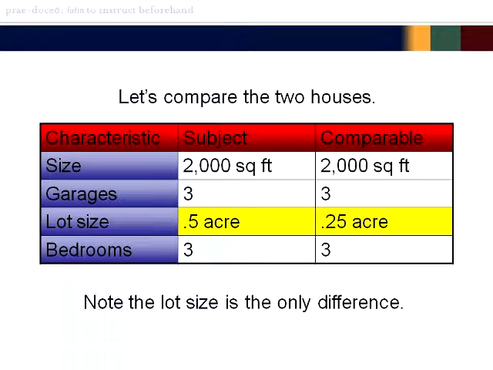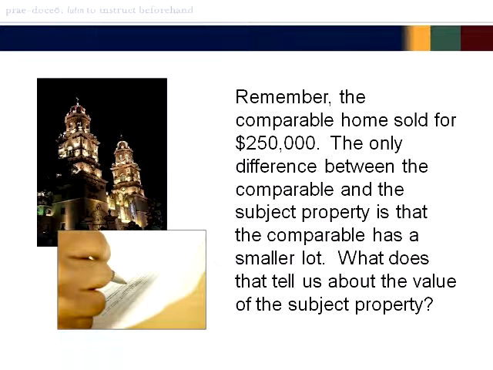Let's compare the two houses. Note the lot size is the only difference. Remember, the comparable home sold for $250,000. The only difference between the comparable and the subject property is that the comparable has a smaller lot. What does that tell us about the value of the subject property?